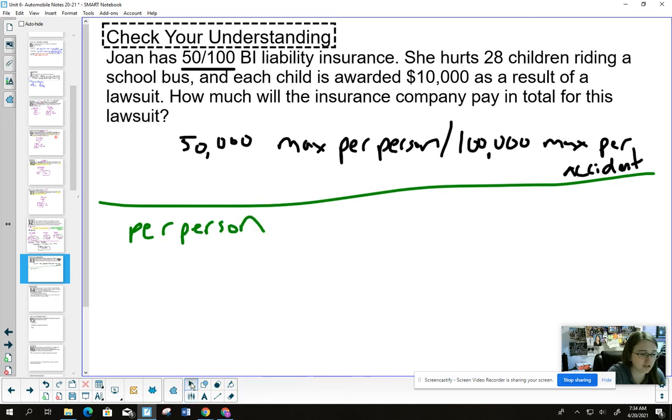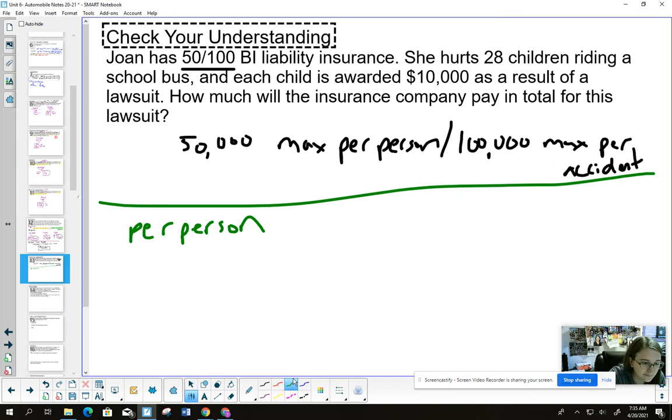I'm going to kind of break this down, it's kind of tricky. I know it says check your understanding, but I'm going to break it down. It says she hits 28 children riding a school bus, and each child is awarded $10,000. Again, she must have just caused this school bus to topple down a mountain or something. I have no idea. Now, even though there are 28 children, you don't have to go 10,000, 10,000, 10,000, 28 times, because the individual breakdowns will all be the same when you're looking at the per person level.